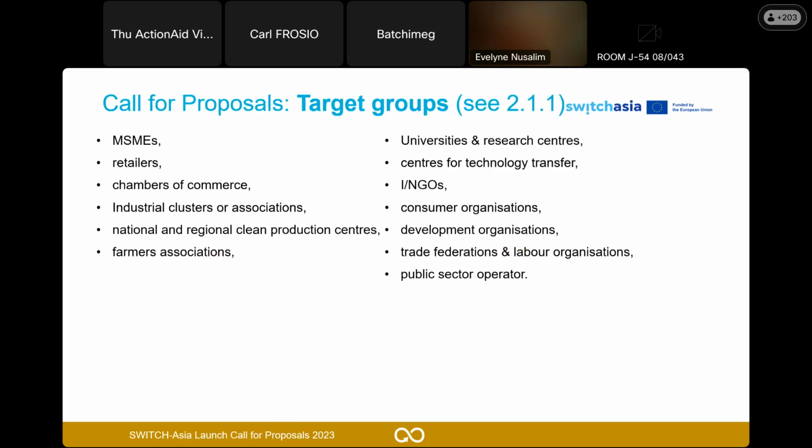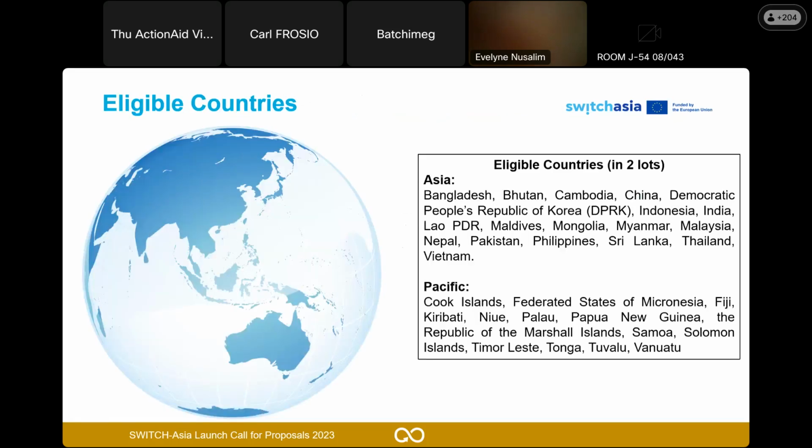Now, if we go to the guidelines of section 2.1.1, there are the target groups. So we have MSMEs, retailers, chambers of commerce, industrial clusters or associations, national and regional clean production centres, farmers associations. We also have universities and research centres, centres for technology transfer, international non-governmental organisations, so NGOs, consumer organisations, development organisations, trade federations and labour organisations, and public sector operators. Here we have a list of the eligible countries. I won't go through all of them. You can see them on your screen, and they also appear in the guidelines.